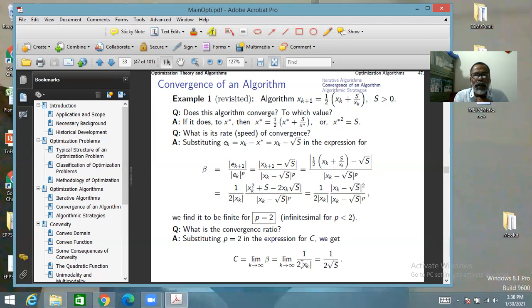So you get only this much, and its limit as k tends to infinity, we have already seen that it converges to root s, and that is why you are getting this. Okay. So this is the convergence ratio. At this ratio, it comes down.